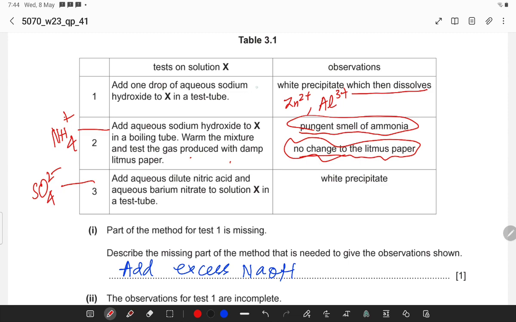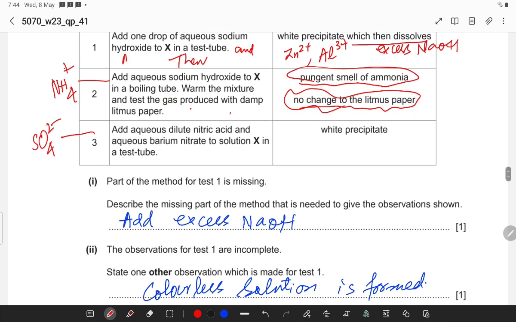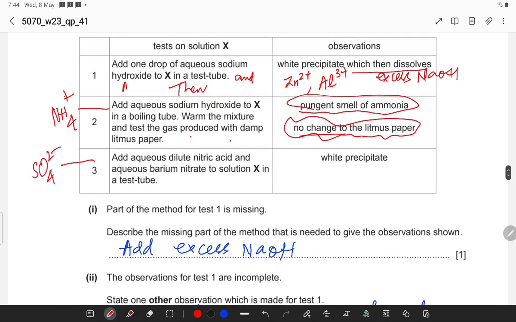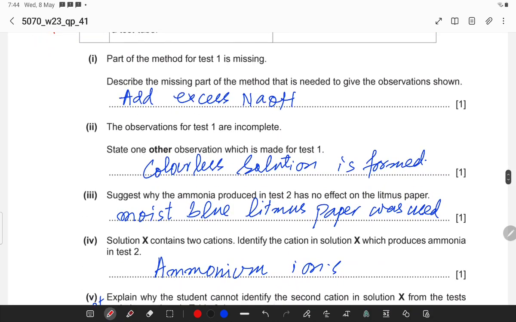Add sodium hydroxide to X in a tube and then add excess. A white precipitate forms, which then dissolves in excess sodium hydroxide. So this part is missing. The observations for test 1 are incomplete.